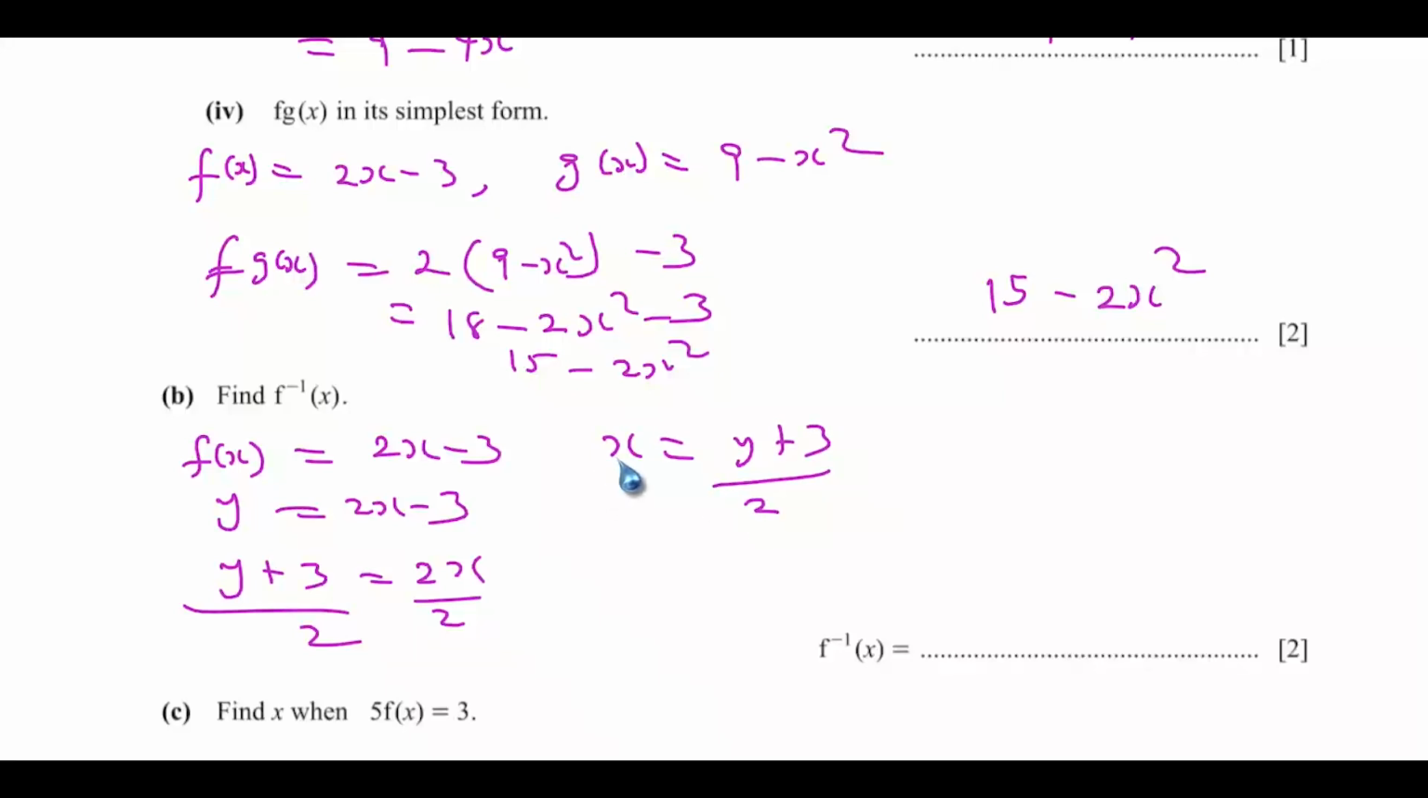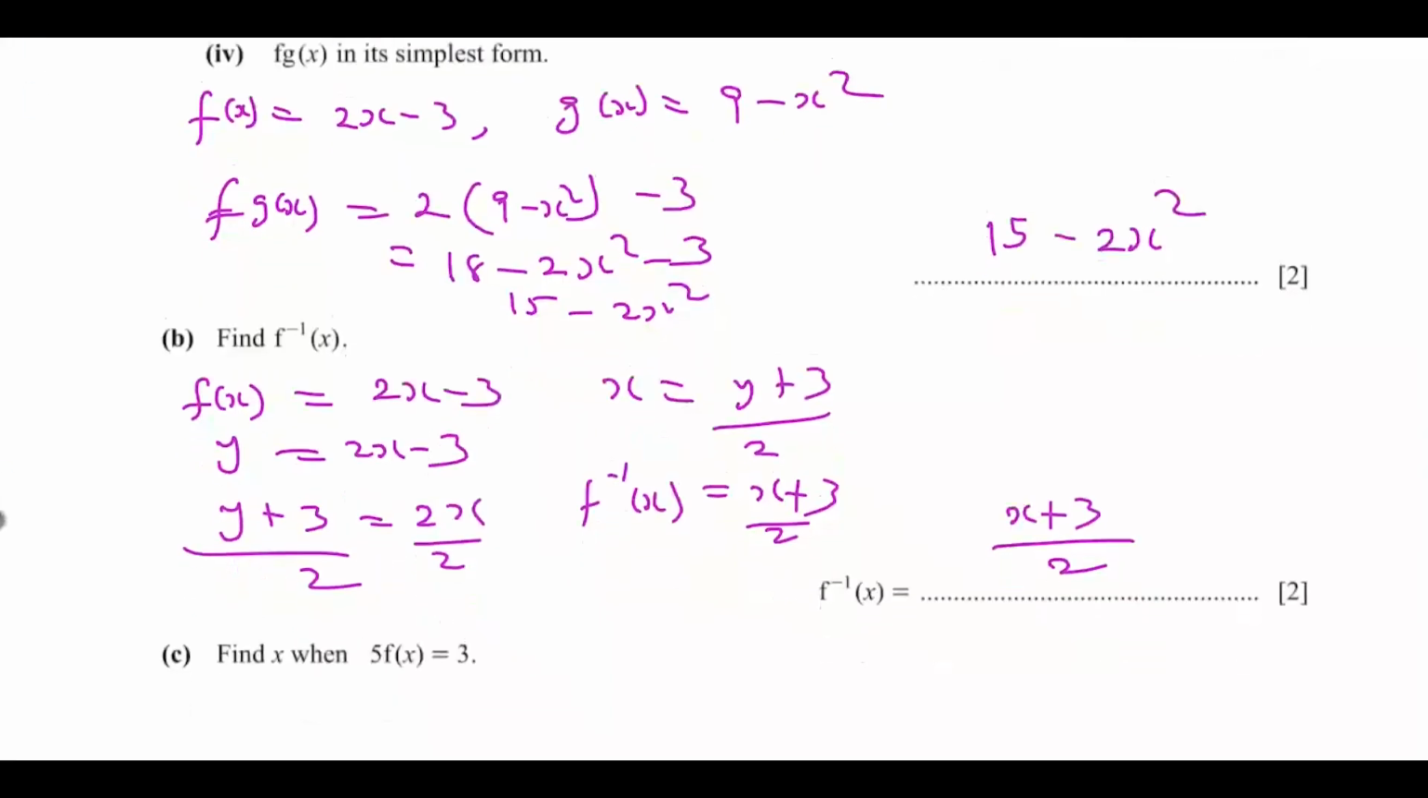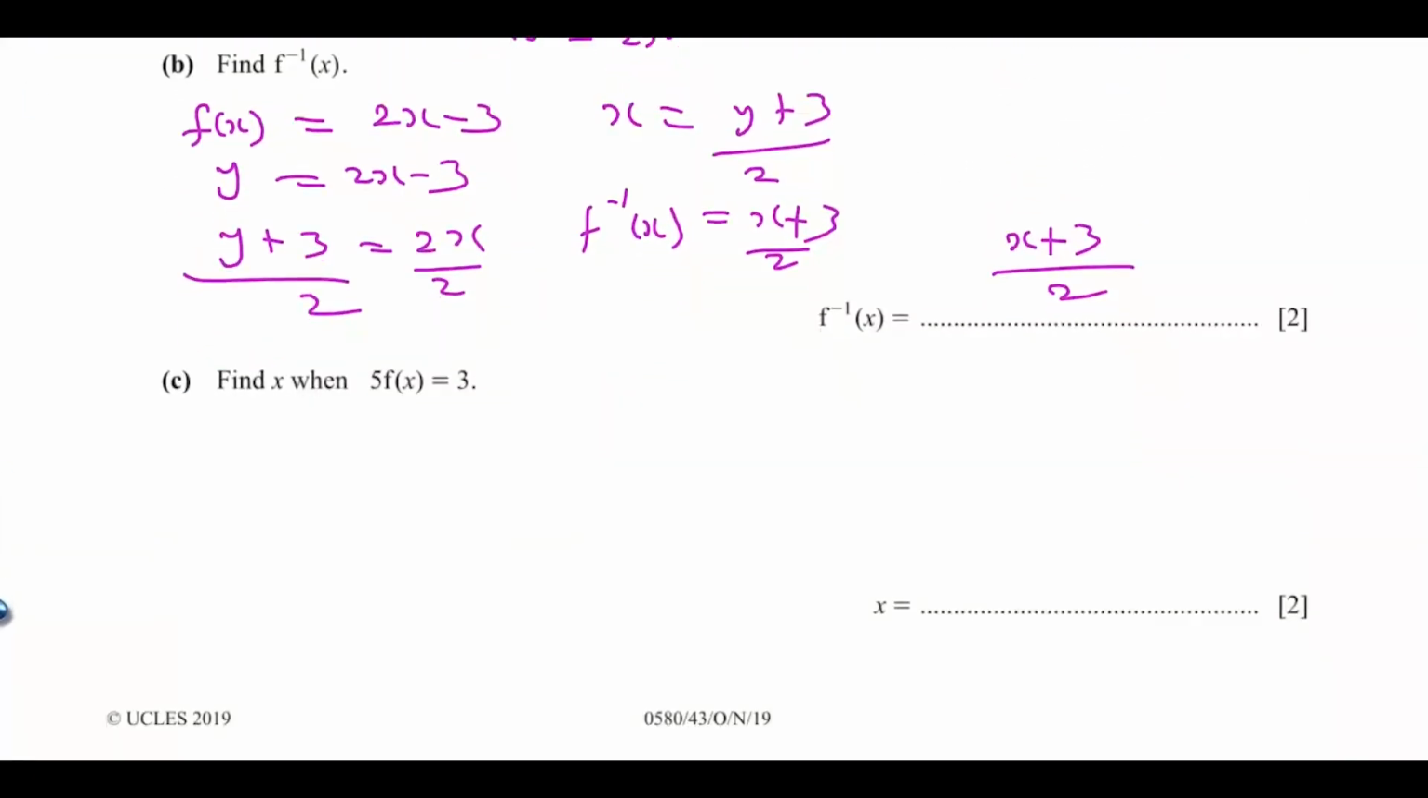So let's replace x with f inverse of x and replace y with x. This will be your final answer. So f inverse of x will be equal to x plus 3, everything over 2. Let's go to part C. Find x when 5f of x equals 3.